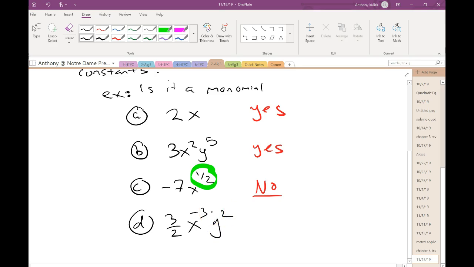How about this? 3 halves x to the negative 3 y to the 2nd. Is this a monomial? Why not? Nope. That's fine. 3 halves is a constant. That part's okay. Yeah, that's the issue there, the negative exponent.